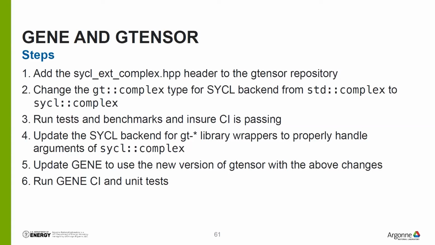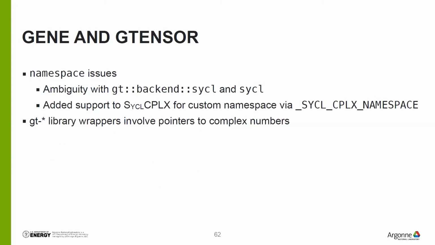So these are the steps we took. Added the header, changed the GT complex type from standard complex to SYCL complex, ran the tests and benchmarks, made sure they ran, updated the SYCL backend for the GT library wrappers, and ran again. There are still some more namespace issues, and it's not a package mechanism. So there's now a SYCL complex namespace that gets in there.